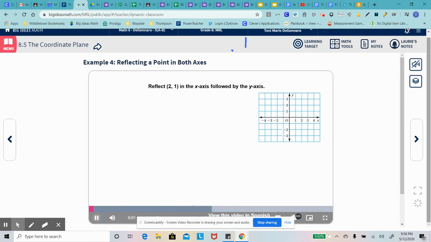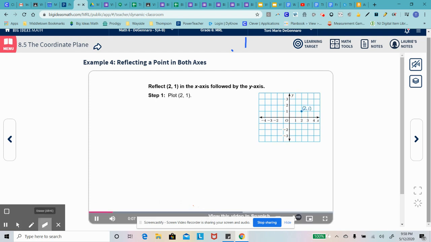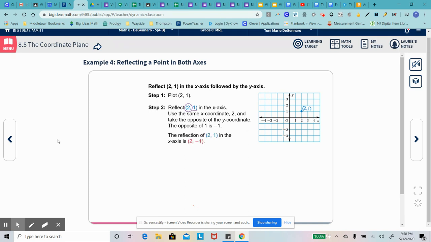Reflect (2, 1) in the x-axis followed by the y-axis. Step 1. Plot (2, 1). Step 2. Reflect (2, 1) in the x-axis. To reflect in the x-axis, use the same x-coordinate, 2, and take the opposite of the y-coordinate. The opposite of 1 is -1. The reflection of (2, 1) in the x-axis is (2, -1).